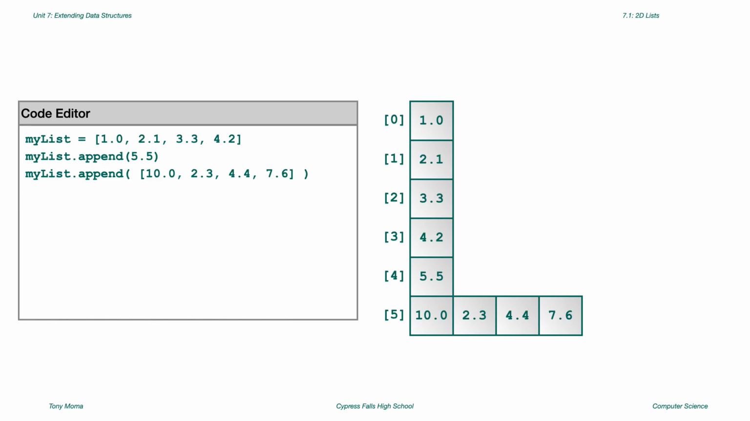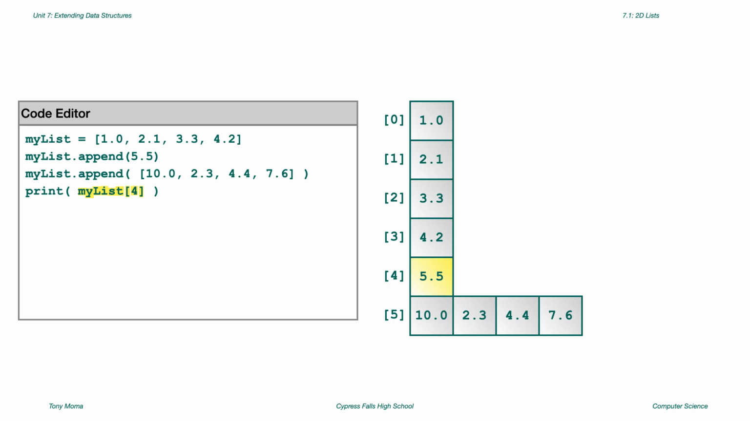Now, suppose in the next line, I attempt to print out the value located at index 0. Well, in this case, the value at index 0 is simply 1.0, so that is what will get printed out to the output console. Now, suppose I attempt to print the value at index 2. Well, in that case, the value at index 2 is 3.3, so that's what will get printed out. However, suppose I attempt to print the value at index 4. Well, in that case, the value at index 4 is 5.5, so that's the value that will get printed out.